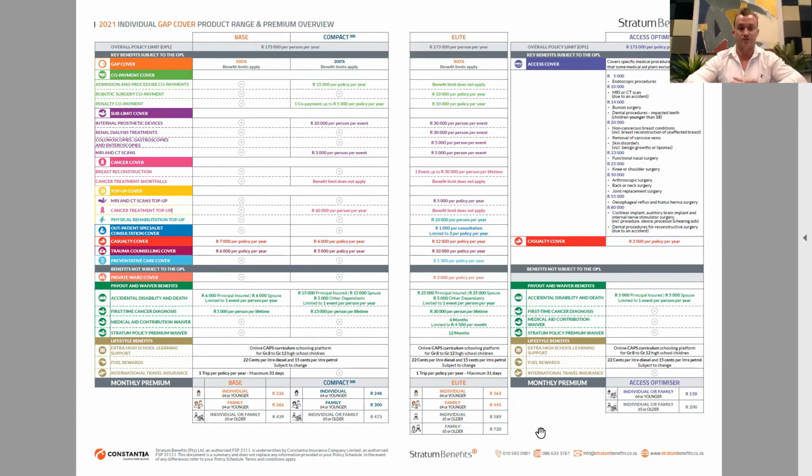If you have a medical aid and you have more than one person that you need to put on, or somebody is on a different medical aid, you and your spouse may be on different medical aids, you can still go on the same gap cover. That's very important to note.